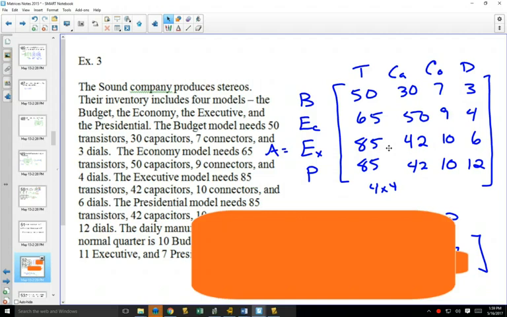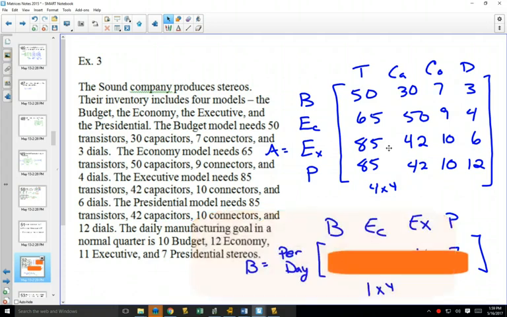Now, based on that matrix A, I have my budget, the economy, executive, and the presidential models along there. So they are all in the rows. And then I have the transistors, capacitors, connectors, and dials along the top.